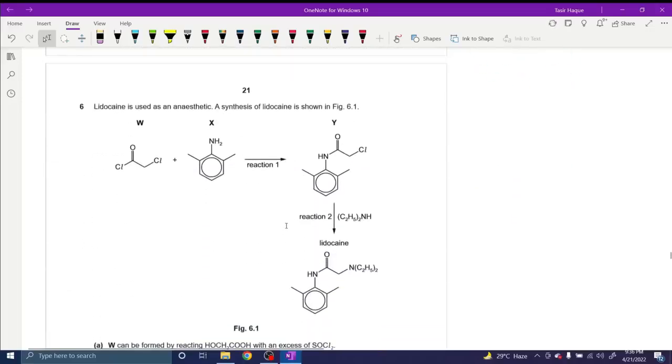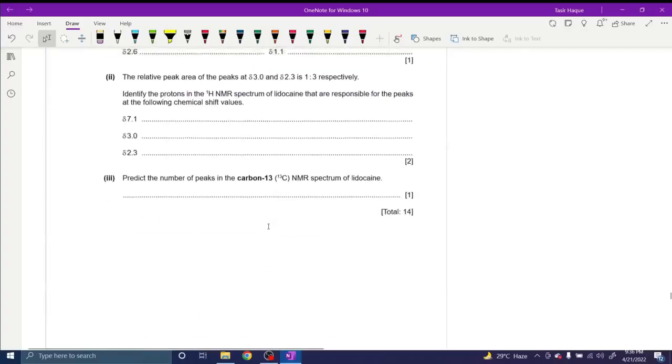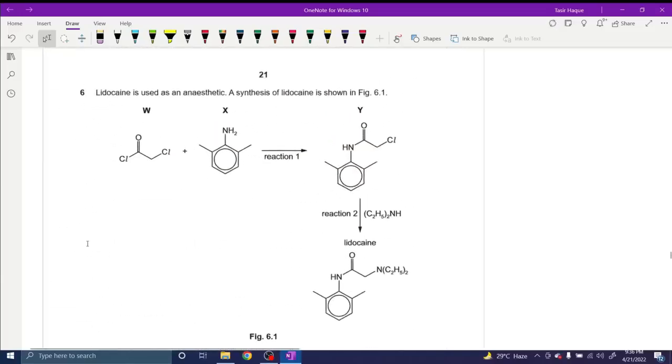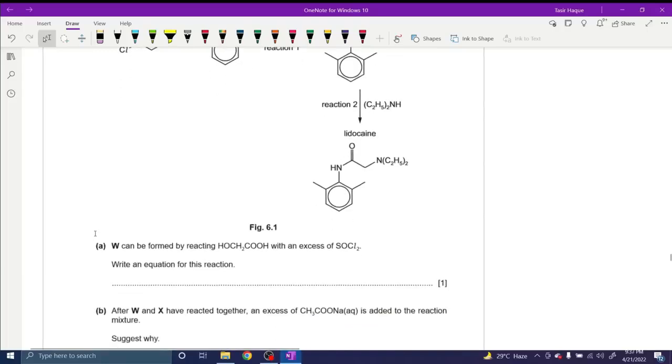Last question now. This has a total of 14 marks. Okay, so lidocaine is used as an anesthetic. A synthesis of lidocaine is shown in figure 6.1. Okay, W can be formed by reacting HOCH2COOH. So basically we're forming an acyl chloride with excess SOCl2. Write an equation for this reaction.